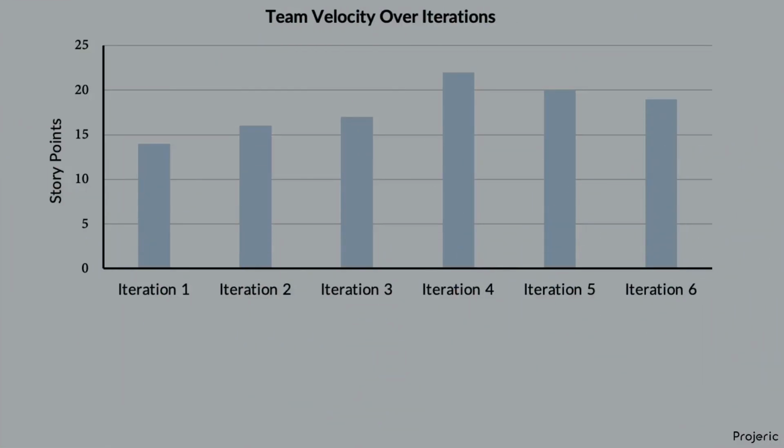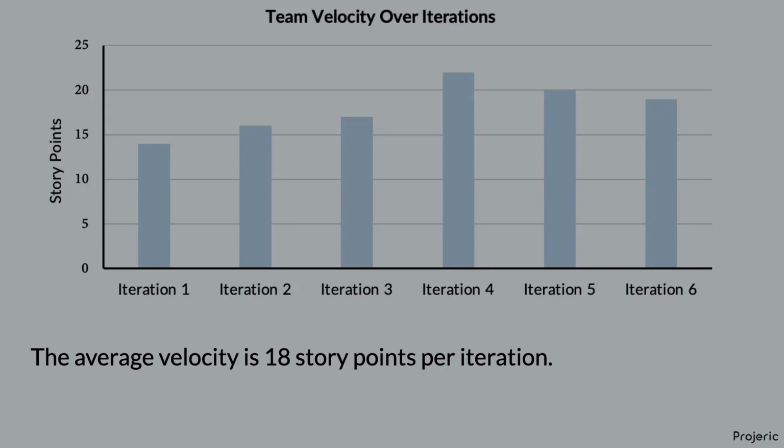Consider the following velocity chart, which shows the number of story points a team completed in the past 6 iterations. A velocity chart is a bar chart that shows the amount of work completed per each predefined interval, such as an iteration. From this velocity chart, we see that the maximum velocity of the team was 22 story points per iteration, which was in iteration 4, while the minimum velocity of the team was 14 story points per iteration in iteration 1. The average velocity is 18 story points per iteration.